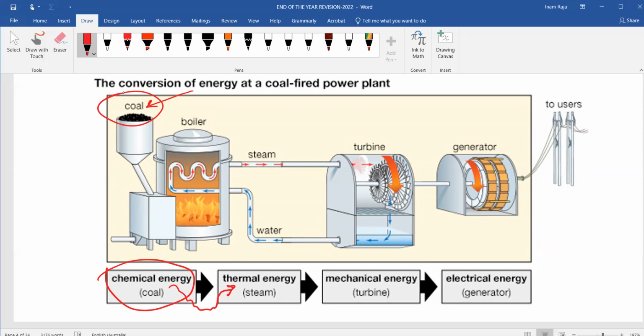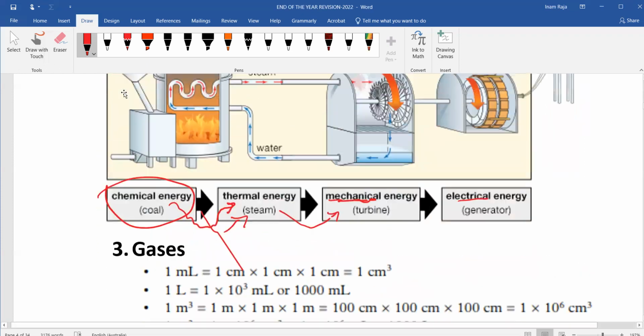converted to thermal energy. Thermal energy then moves the turbine. Because it moves, it becomes mechanical energy, and from the movement of the turbine, the generator is turned on and it gives you electricity. So you need to know this flow of energy. From the coal's stored energy, it becomes thermal energy, then mechanical energy, then electrical energy. At every conversion point, some energy is lost, and because of that this is not very efficient. So make sure you know that.